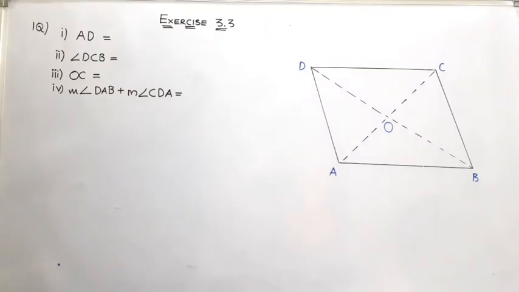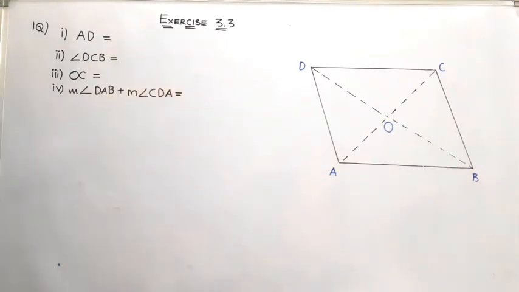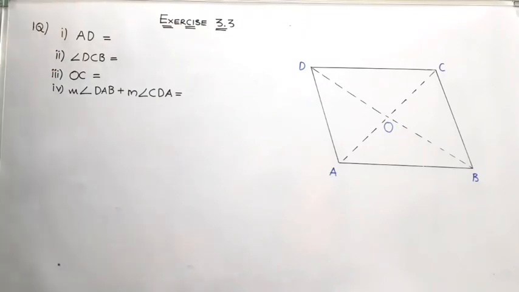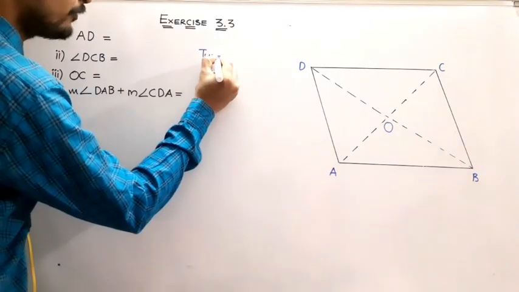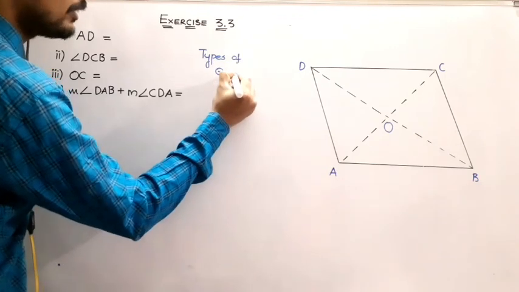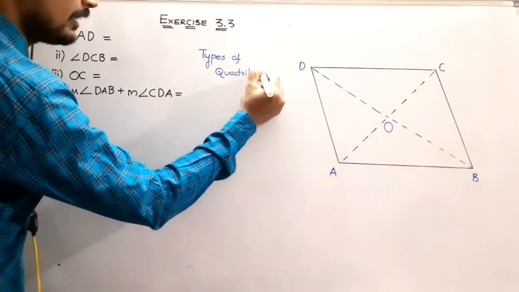Very good morning, children. So, today we are going to start exercise 3.3. The reason why I am directly starting the exercise is that the next concept which we have to deal with includes types of quadrilaterals. Okay. So far we dealt with the existing quadrilateral types, namely convex and concave, and the angle measures like that.